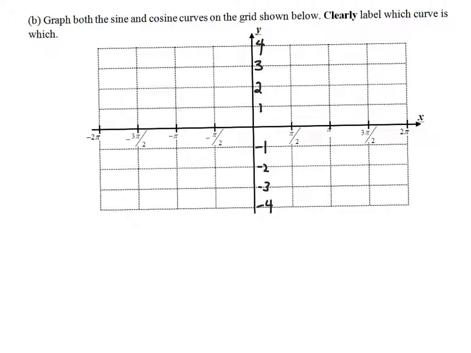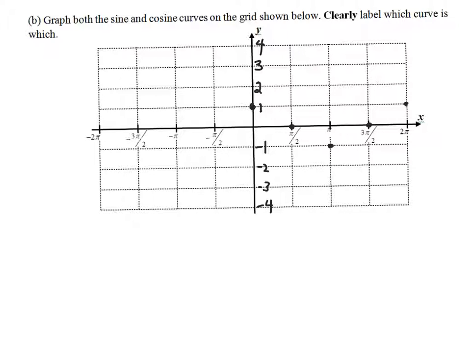So using my input values, I'm going to plot the points that represent the outputs for cosine. So at 0, my output should be 1. So I'm going to get this point right here. And again, I'm starting with 0 and going to the right, and then I'll move to the left. At pi over 2, output is 0. At pi, the output is negative 1. At 3 pi over 2, back to 0. And at 2 pi, back to 1.